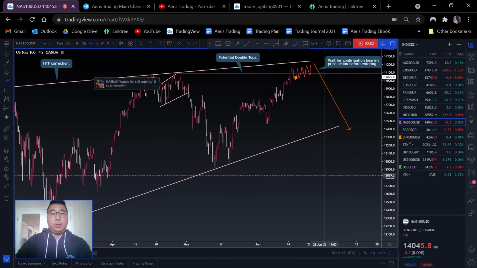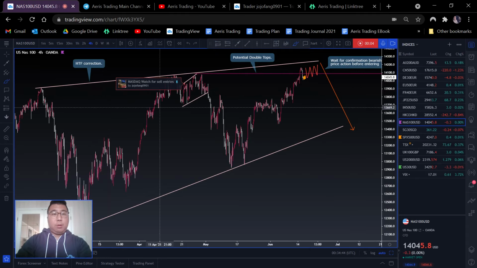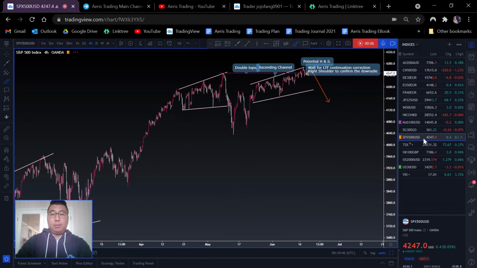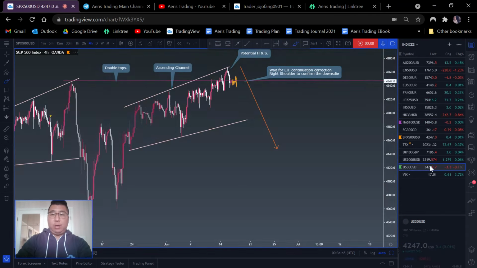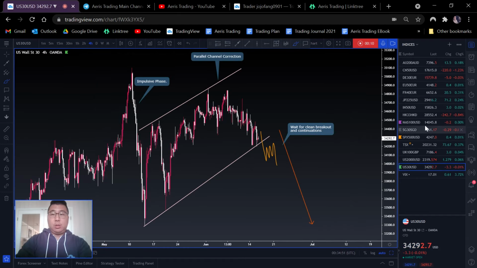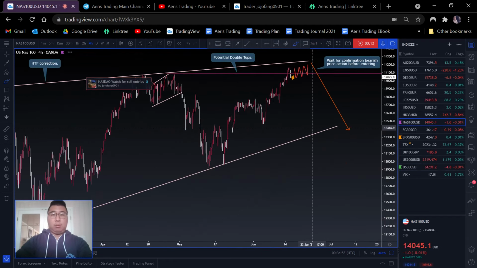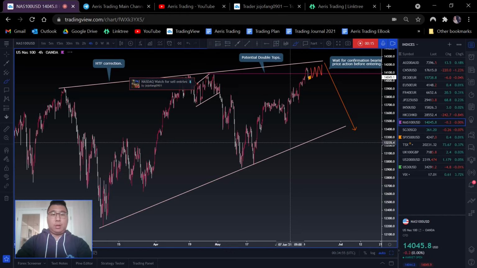Welcome to a quick analysis on the US indices. Today I want to go over NASDAQ, S&P 500, as well as US 30, which is Dow Jones. So let's start with NASDAQ here. NASDAQ is probably my favorite one. I do like the NASDAQ overall price action.